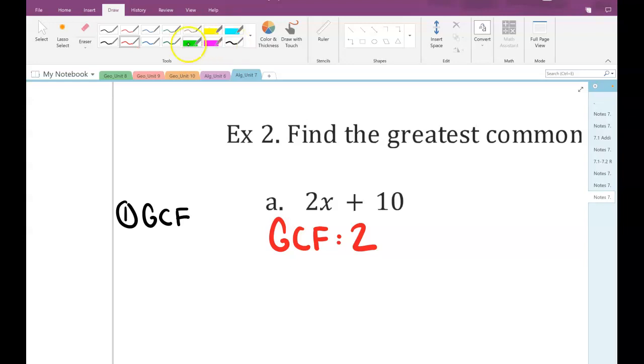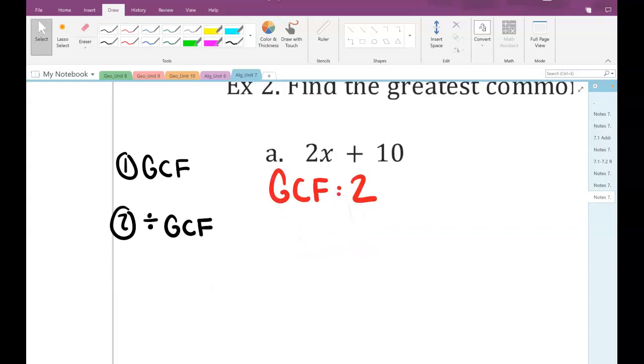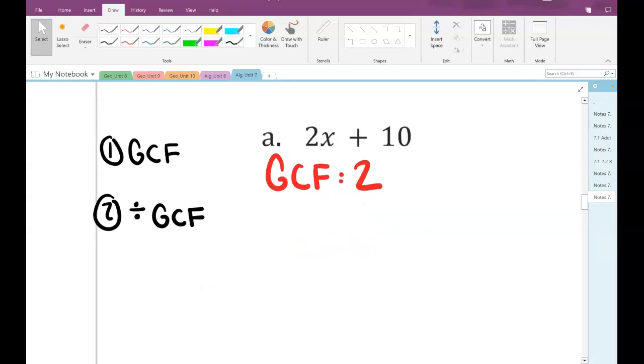Your second step, that you always do, is you are going to divide by whatever your greatest common factor is. So I'm going to write my original polynomial, 2x plus 10, and I'm going to divide each term by my greatest common factor. So I'm dividing this by 2, which is my GCF, and this by 2 as well.